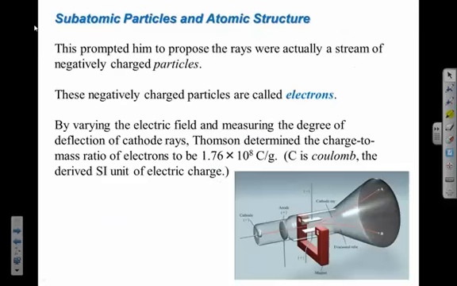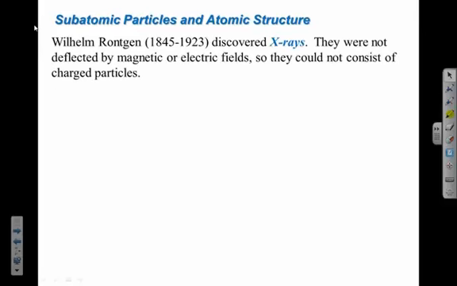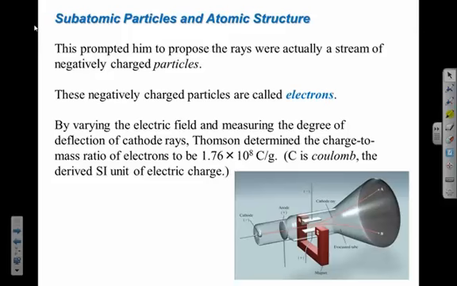And the amount of charge on an electron, not on this slide for some reason. I thought it was there. Oh, well, they had the charge to mass ratio, which is actually what they calculated.